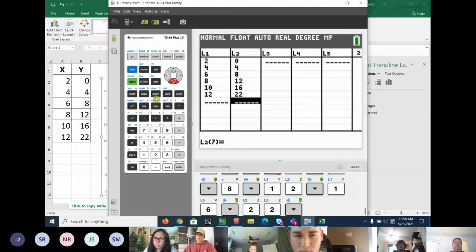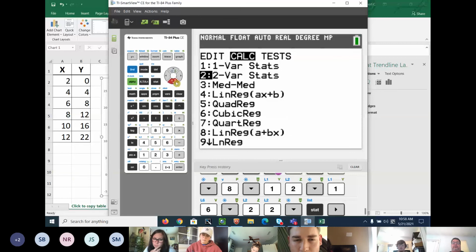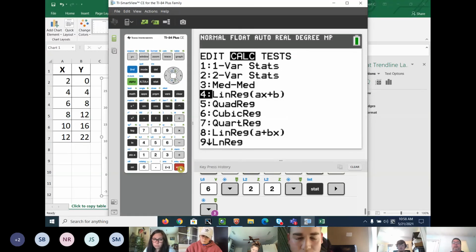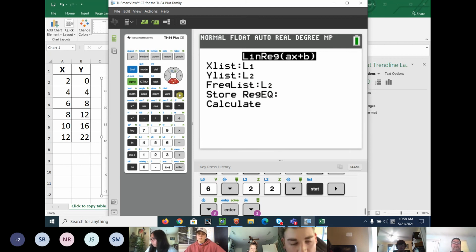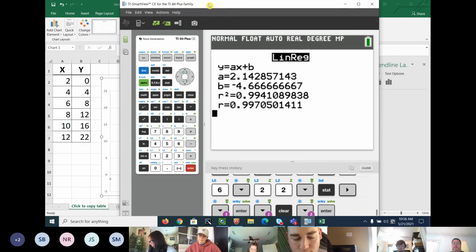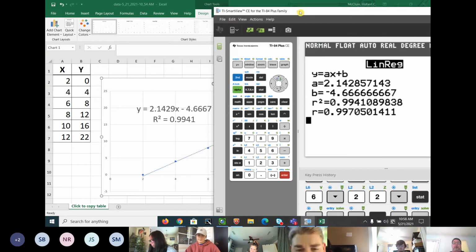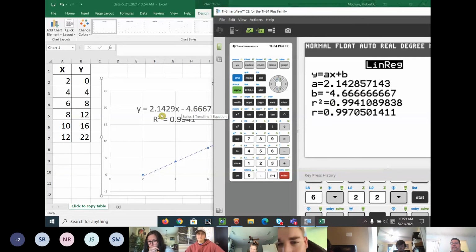Now go to Stat, Calculate, first variable, linear regression. It automatically goes to L1 and L2. Make sure the frequency list does not say L2 because that'll mess it up. And calculate. And there are the same numbers that I got right there. 2.1429, negative 4.6667. Now we need to put this on our graph.